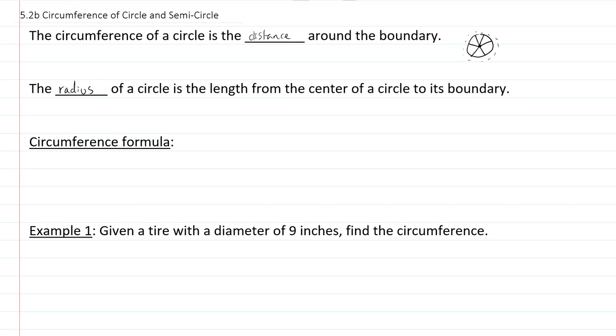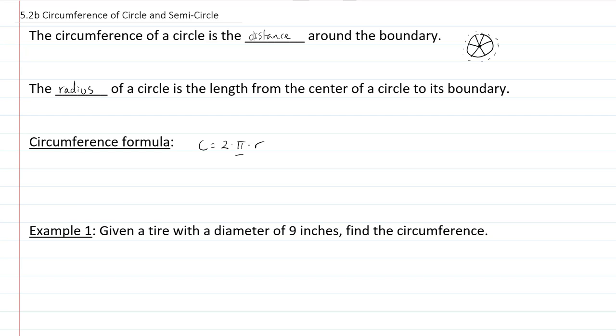The formula for the circumference is c equals pi times d, where d is the diameter. The circumference formula is also c equals 2 times pi times r.